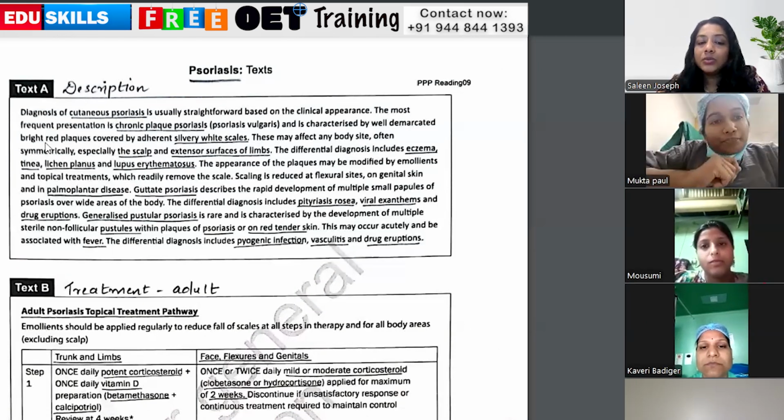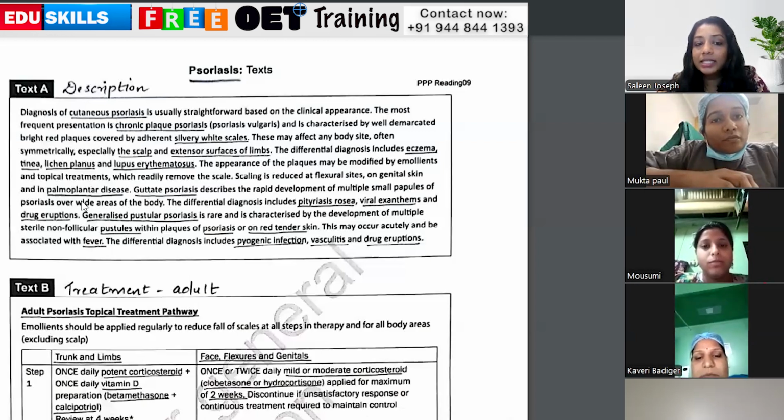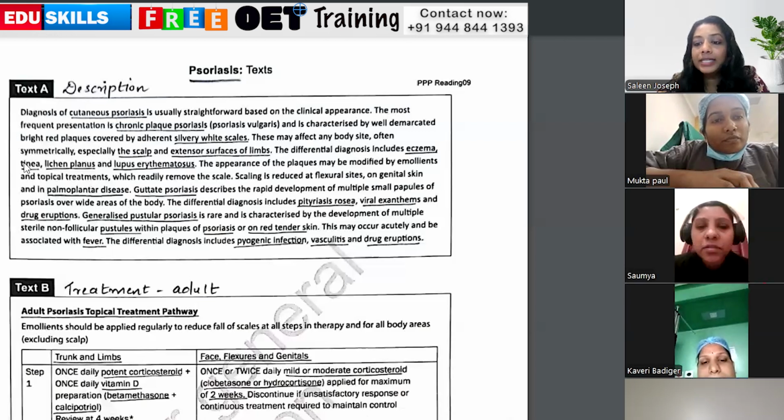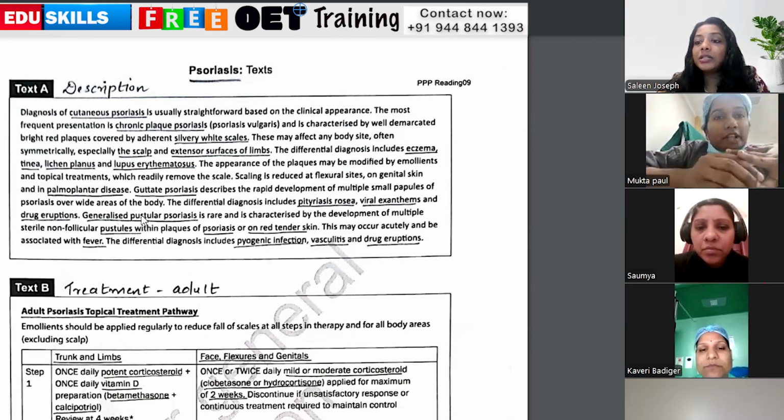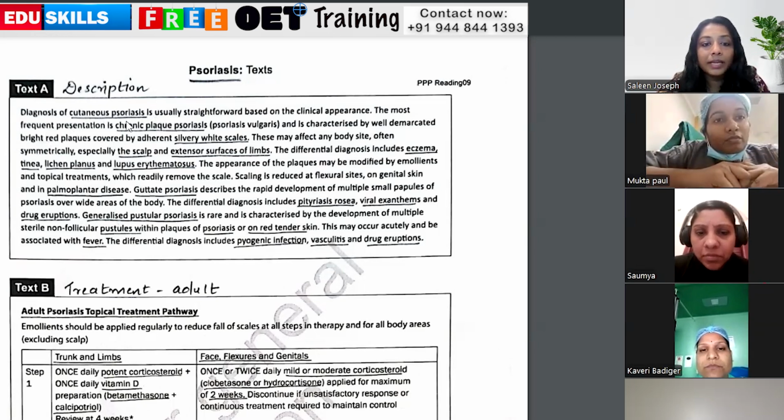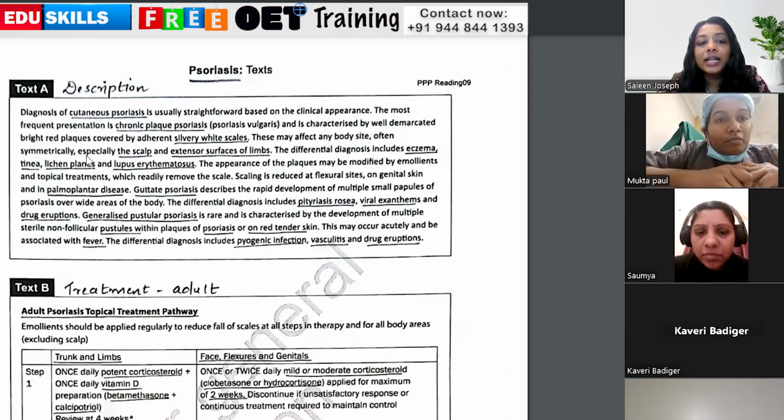Skimming means we are just going through some important words. We know all the strategies, so I'm not going to discuss that. You can just look for disease conditions, symptoms, numbers, or names of body parts. Here cutaneous psoriasis is there. Then we go through the paragraph: chronic plaque psoriasis, psoriasis vulgaris. You can underline that.